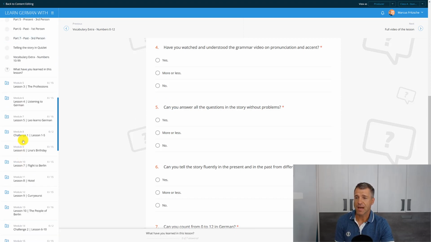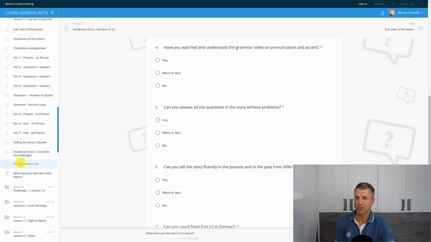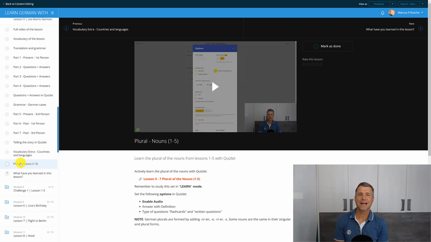But after every 5 lessons, there's one special point, because here we will study the plural forms of the nouns from the last 5 lessons. The plural form is a little bit tricky in German because there are many options, and so I decided to put this in the course as well, and you can study them with Quizlet as well.